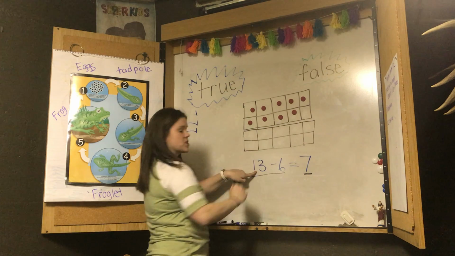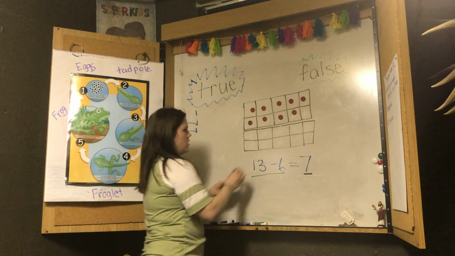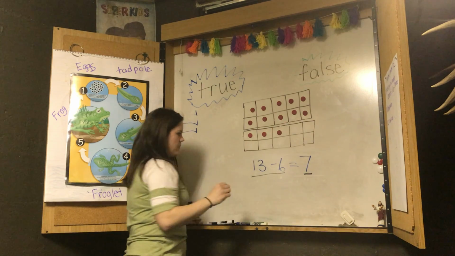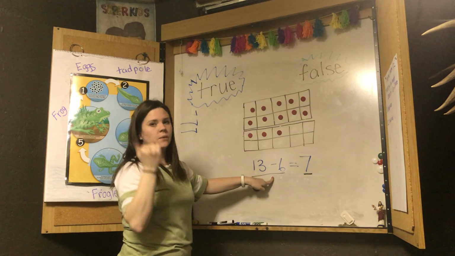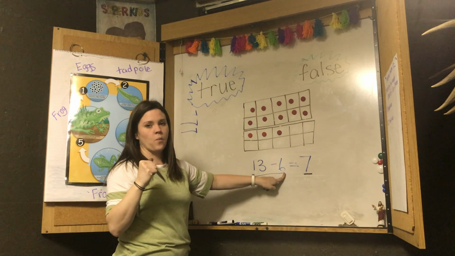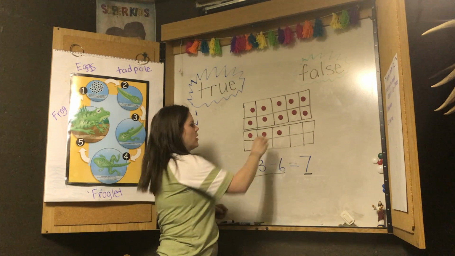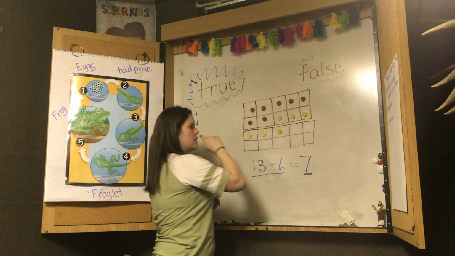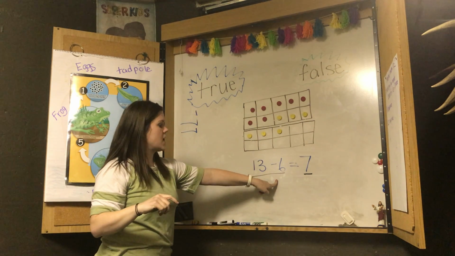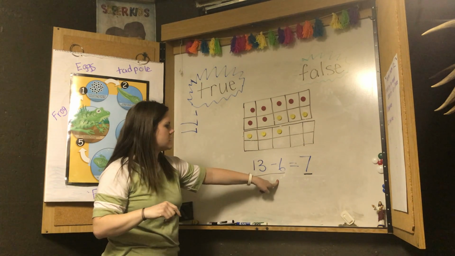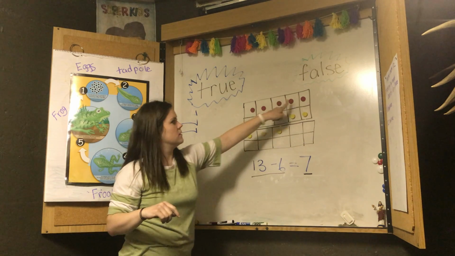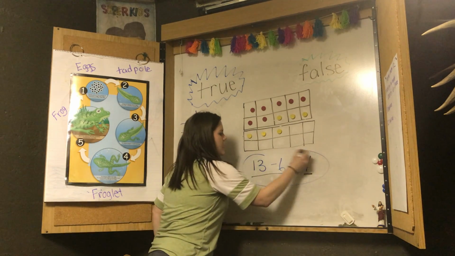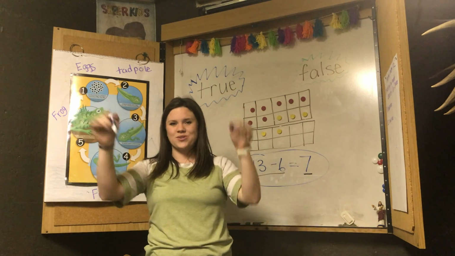So we want to start with 13 counters. 10, 11, 12, 13. And I'm going to flip over or take away 6. That's taking away one part to see if this is the missing part. 1, 2, 3, 4, 5, 6. Is 13 take away 6 or 13 minus 6 equal to 7? It is. This statement is true. This number sentence is true, true, true.